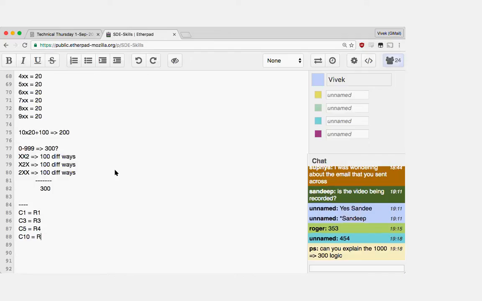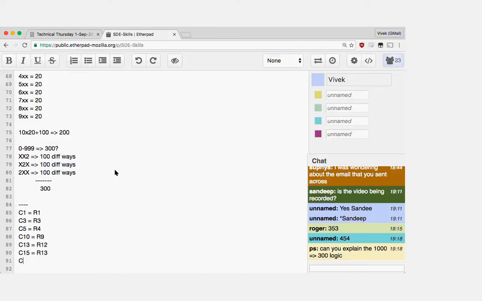C1 is Chinese floor 1 is real floor 1. C3 is R3. C5 is R4. So far with me? Yeah. If you see 5 written on the floor number, that actually represents real floor 4. What is C10? It will be R9. It's R9, okay. What is C13? R12. C15? 13. Okay.